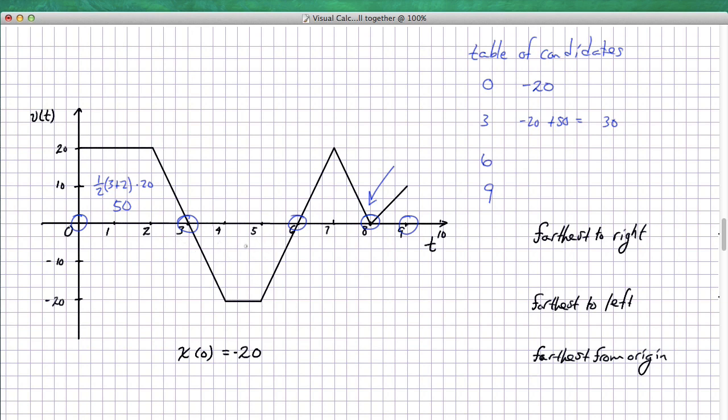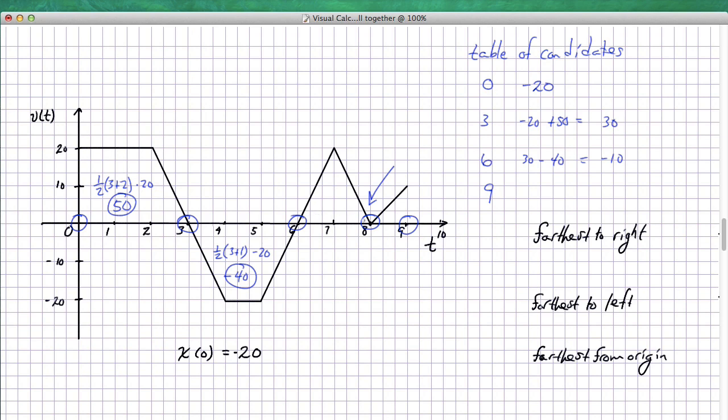And now let's go on. 3 to 6, another trapezoid rule. So we're going to go 1/2 3 plus 1 times negative 20. That's going to be negative 40. That was 50. And so at 6, we're at 30 minus 40. We're at negative 10.